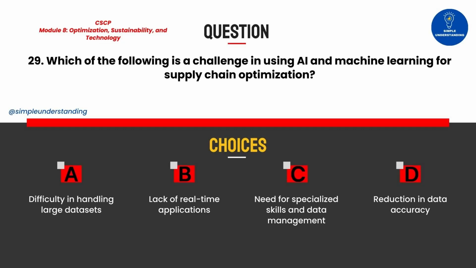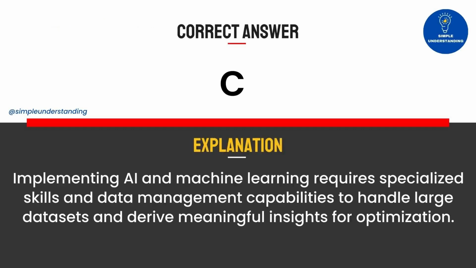Which of the following is a challenge in using AI and machine learning for supply chain optimization? A. Difficulty in handling large data sets. B. Lack of real-time applications. C. Need for specialized skills and data management. D. Reduction in data accuracy. Correct answer: C. Explanation: Implementing AI and machine learning requires specialized skills and data management capabilities to handle large data sets and derive meaningful insights for optimization.